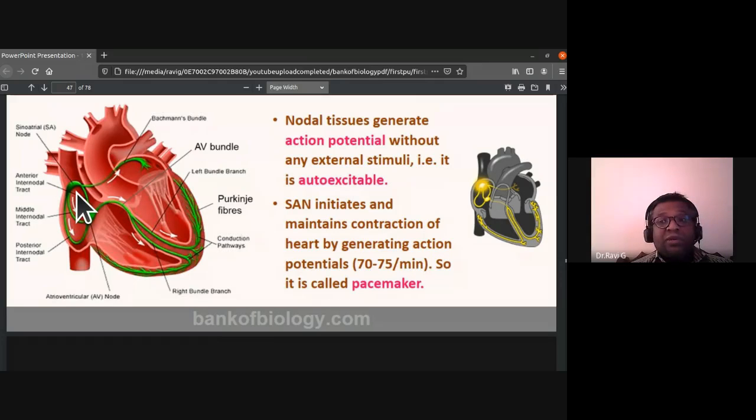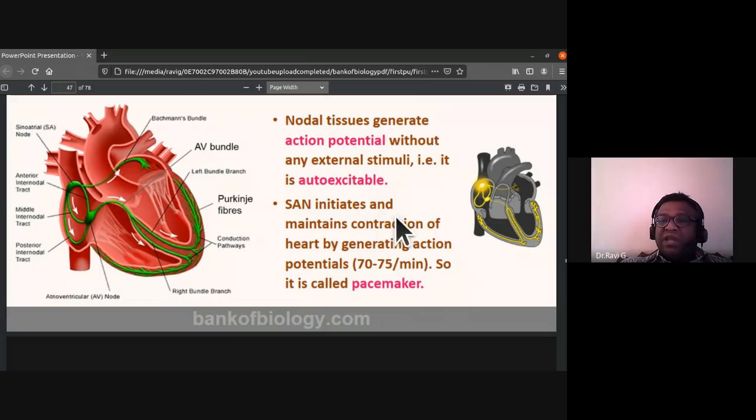If they did, it would be too late. So they are auto-excitable. That is what you have to remember. SAN initiates and maintains the contraction of the heart. The SAN not only initiates, but also maintains the contraction of the heart by generating action potentials, which is 70 to 75 per minute. So it is called the pacemaker.